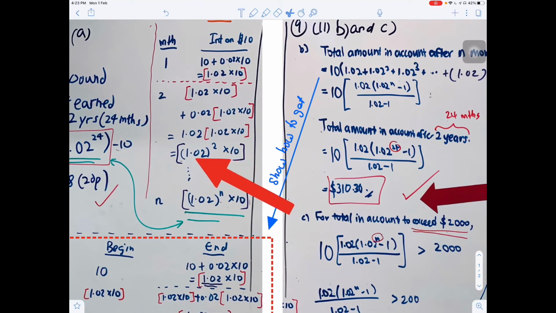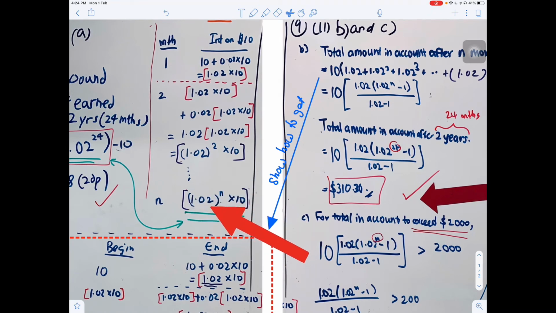If I ask you to write down month number 3, what would it be? It would be 1.02 to the power of 3 times 10. So for a general n number of months after the initial $10 in the first month, the total amount that you will actually get from compounding the interest on that original 10 will be given by this expression.